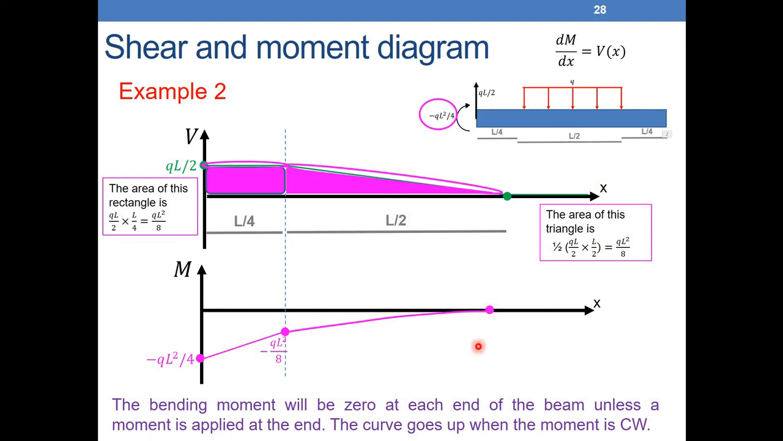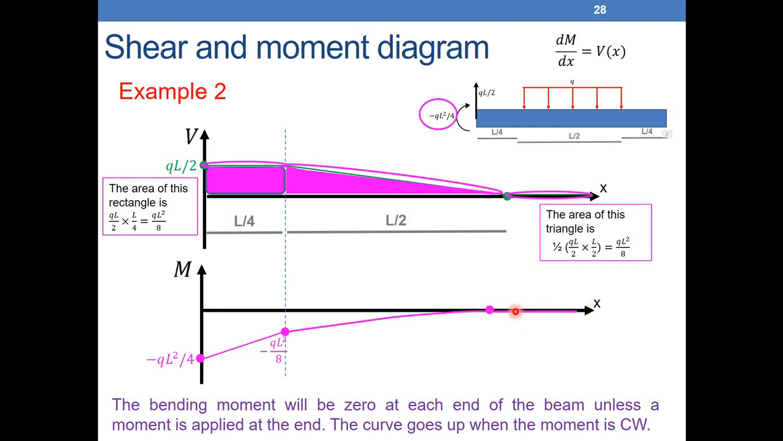And after that, what will happen here? What is the value of V here between 3L over 4 and L? V here is 0. So V is 0, which means what? That M is constant. And M was already equal to 0, so M will also be equal to 0.